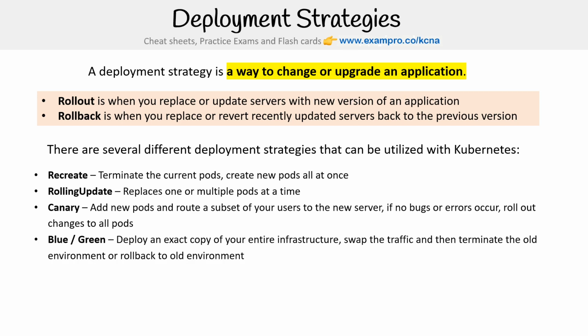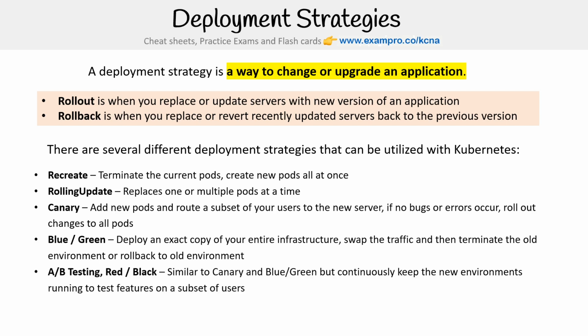You have blue-green, so deploy an exact copy of your entire infrastructure. And when we say infrastructure, it might not necessarily be cluster infrastructure, but just application infrastructure, because Kubernetes is a bit different. Then you swap the traffic and then terminate the old environment, or roll back to the old environment in case the new environment's not working out.